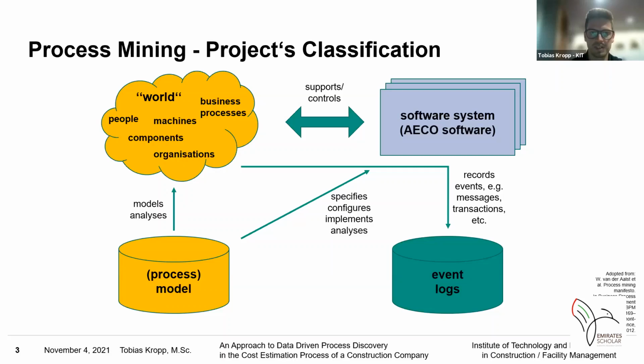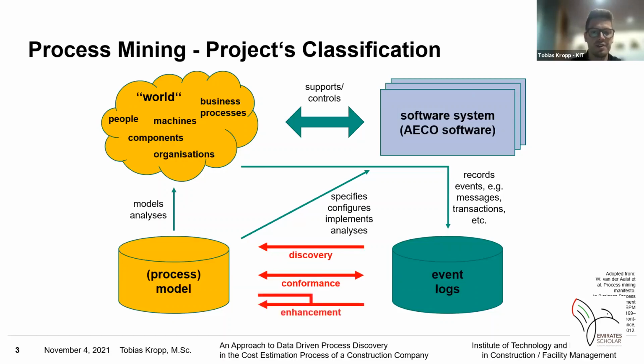So there are three types of process mining. The first one is discovery. By the event data, we can discover as-is process models instead of the as-planned process models that also exist in the companies. We can also make conformance checks, so we see how compliant the as-is processes, the as-happened processes, are with the as-planned processes. And we also do that for process enhancement.